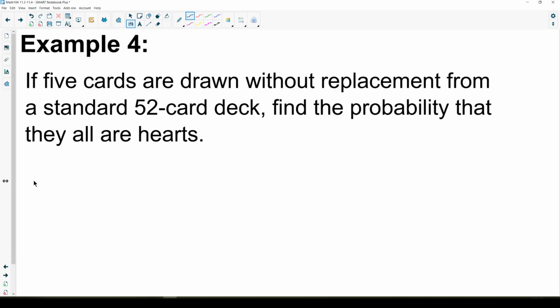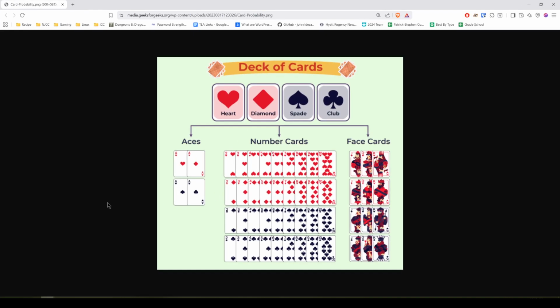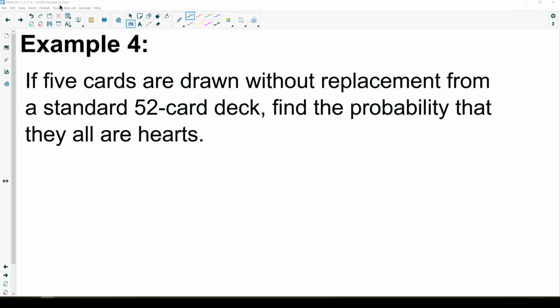Let's say there are 5 cards drawn without replacement from a standard 52-card deck. Find the probability that they are all hearts. Now, as a reminder, for anybody who may have forgotten, right, we have a basic 52-card deck. Every suit inside of it, the hearts, the diamonds, the spades, and the clubs, has 13 cards. And that's going to be a key piece of data for us today.